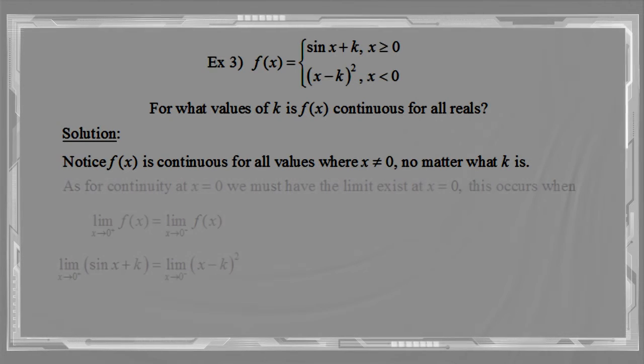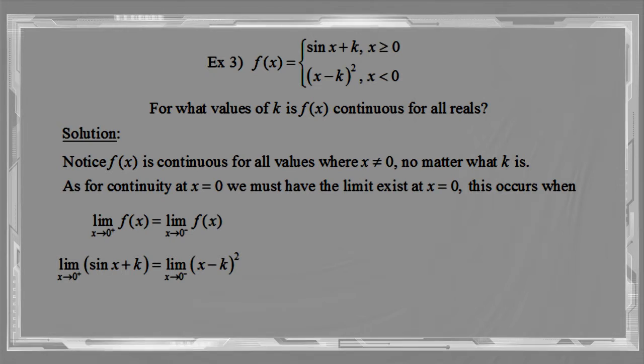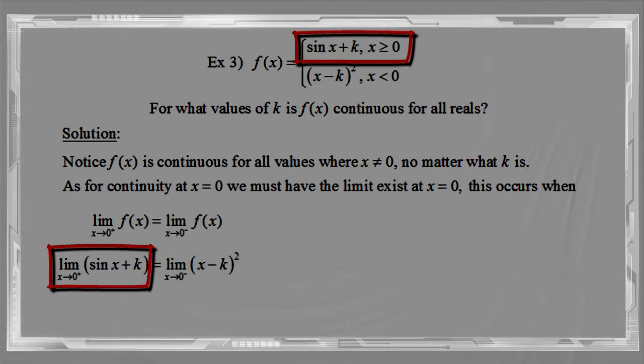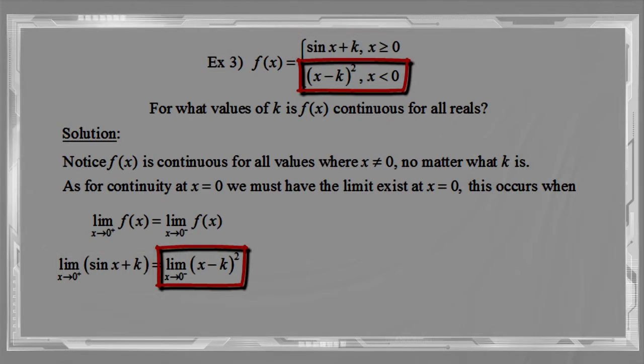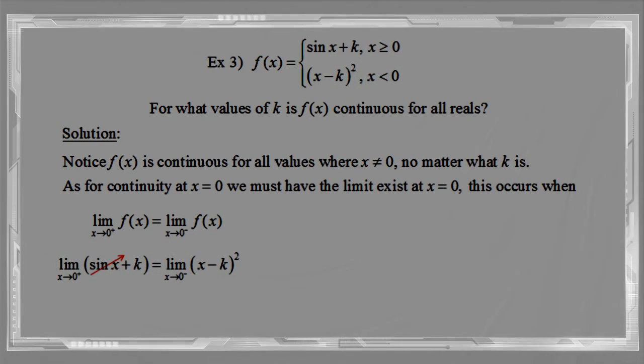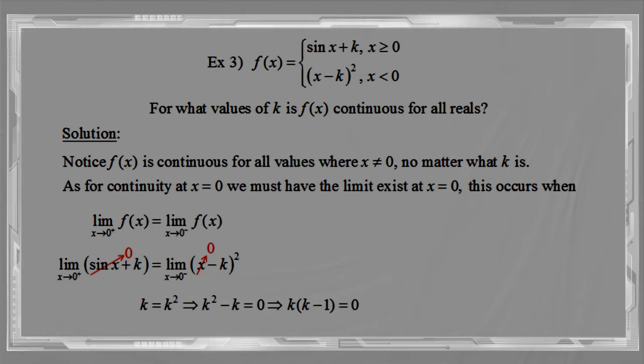As for continuity at x equals 0, we must have the limit exist at 0. And recall this occurs when the limit of f of x as x goes to 0 from the right is equal to the limit of f of x as x goes to 0 from the left. So we take x equals 0 and plug into sine x plus k, and we end up with k. And we take x equals 0 and plug into x minus k squared, and we end up with k squared. So now we have k is equal to k squared, which leads to k squared minus k equal to 0. Factoring out k, we have k times k minus 1 equal to 0, which gives us k equals 0 or k equals 1.